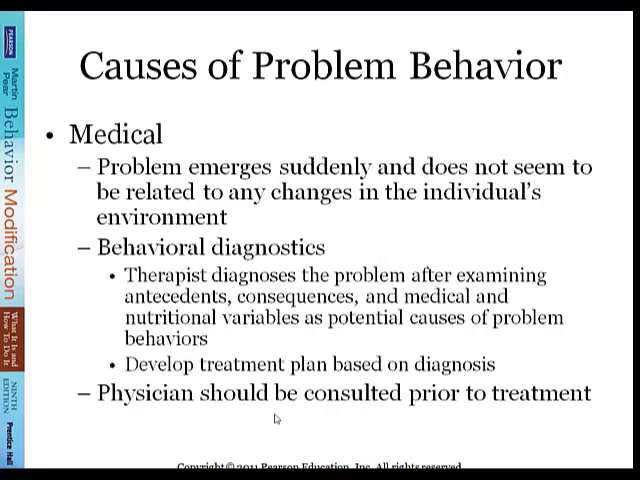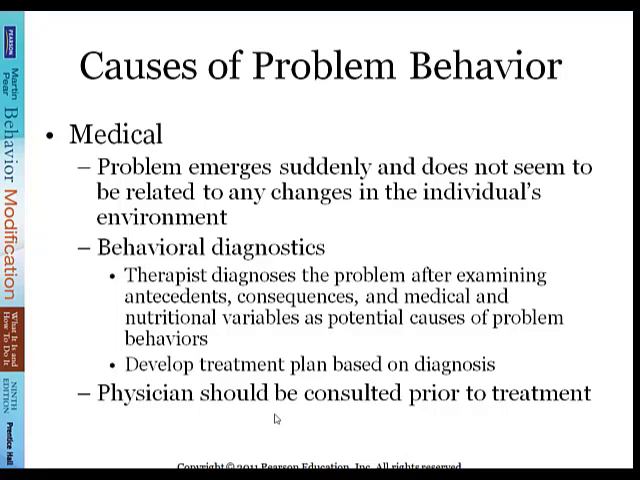And one other thing to consider that might be causing the problem is that the individual might have a medical issue. So a medical issue, the problem emerges suddenly and does not seem to be related to any changes in the individual's environment. So when you start seeing a problem behavior out of a child or an adult, an individual who usually does not have that problem behavior, one of the first things you might wonder is, has there been a change in the environment? Is this person under a lot of stress? Are there some problems at home? Is there something financial going on, or relationships?